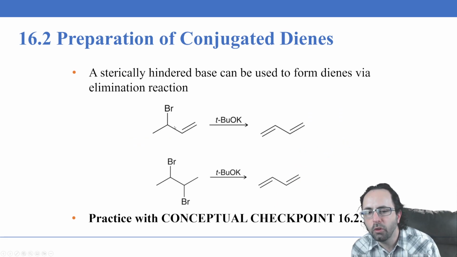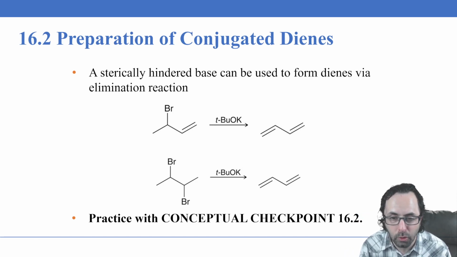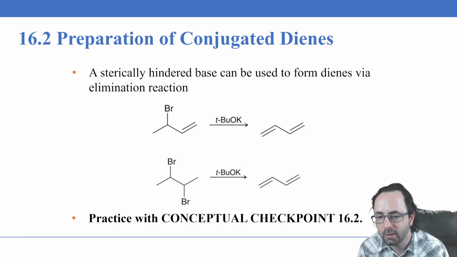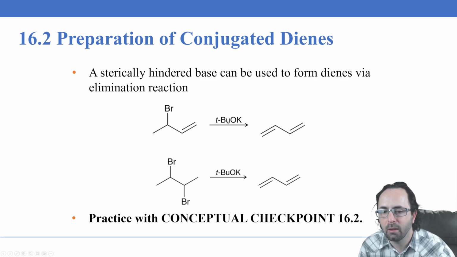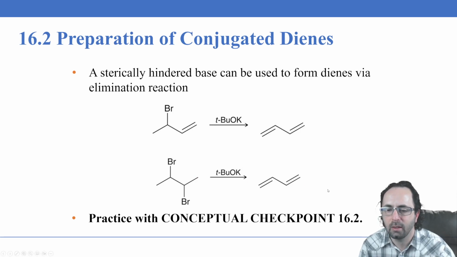When it comes to forming dienes, we can form alkenes by elimination. You learned that in chapter 7 of the textbook in the E2 reactions. And so if we use a base here, such as tert-butoxide, on a halogenated alkene that is allylic, one carbon bond away, we can get the diene here. Or if we have two vicinal alkyl halides, like we have here, we can do a double elimination and get a diene. We would use the sterically hindered base, tert-butoxide, to achieve these.